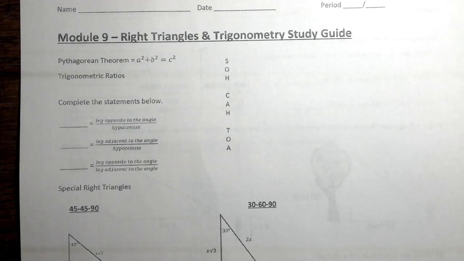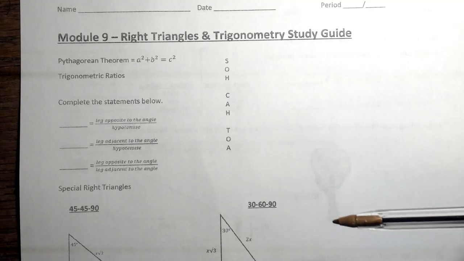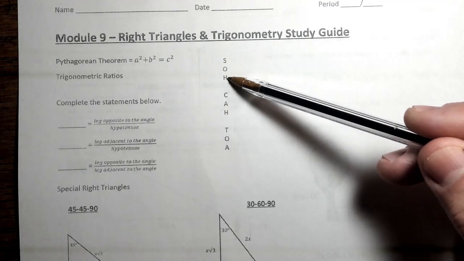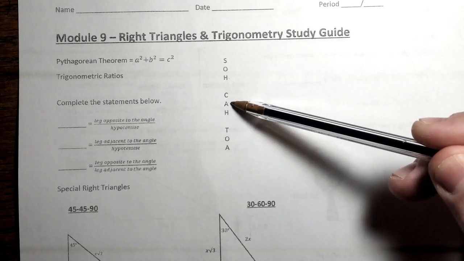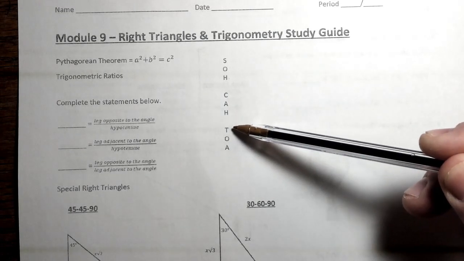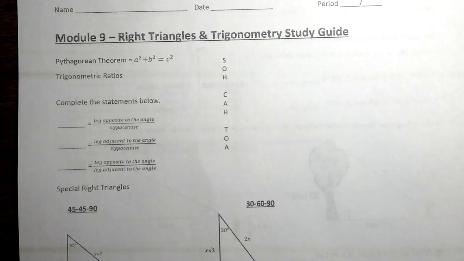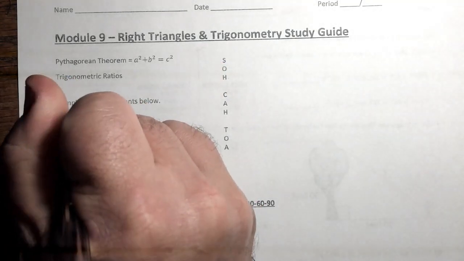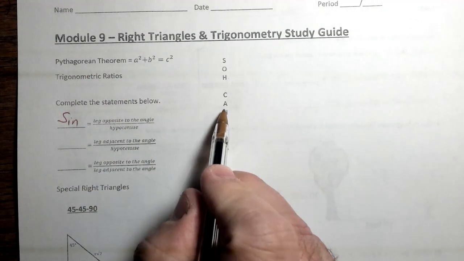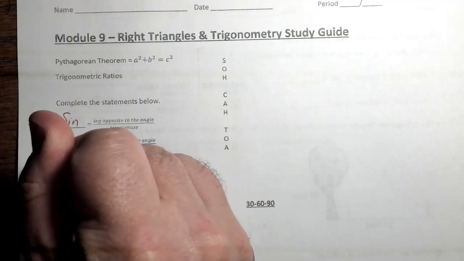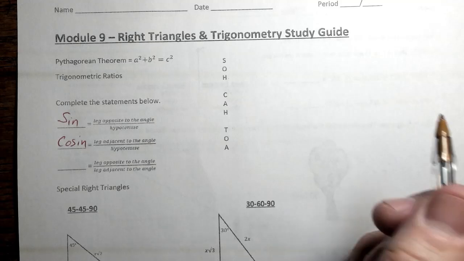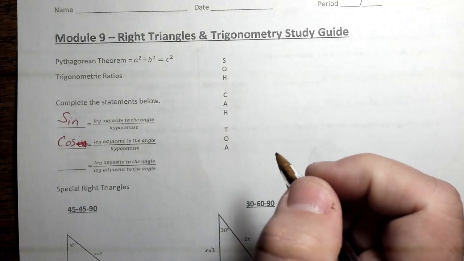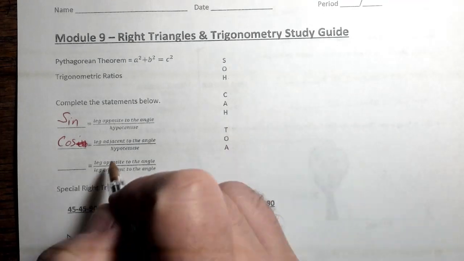Trigonometric ratios. We've got SOHCAHTOA over here to the side. That's sine is equal to opposite over hypotenuse. Cosine is equal to adjacent over hypotenuse, and tangent is equal to opposite over adjacent. Complete the statements below. So we've got opposite over hypotenuse, so that's sine. Adjacent over hypotenuse, that's cosine. Or we can just write COS. That's what's on the calculator. And then tangent equals opposite over adjacent.